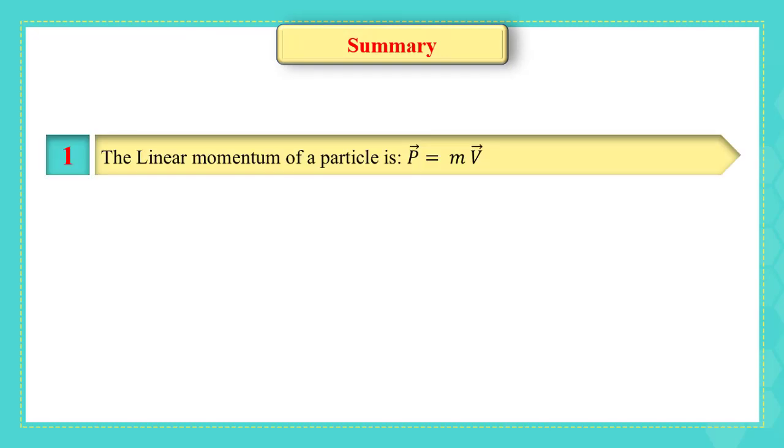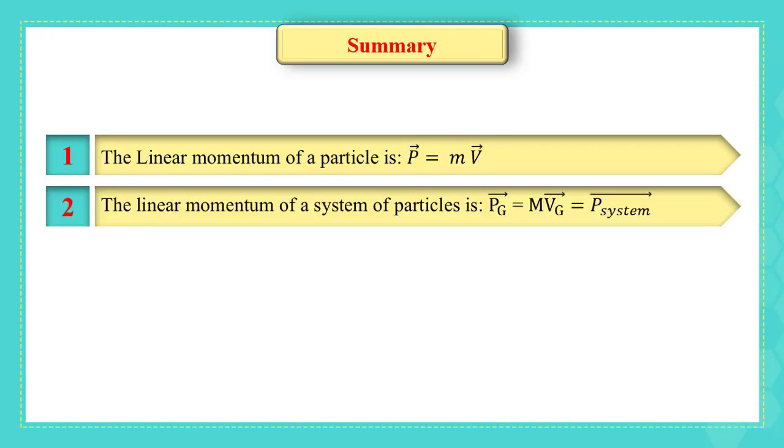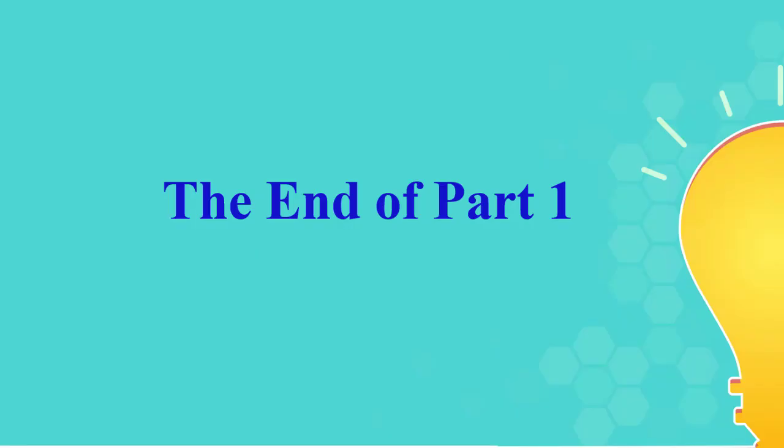In this video we have taken two new ideas: the linear momentum of a particle as P vector equals mass times V vector, and the linear momentum of a system of particles, Pg vector equals m Vg vector, equal to the linear momentum of the whole system of particles. This is the end of part 1. Take notes and study well.